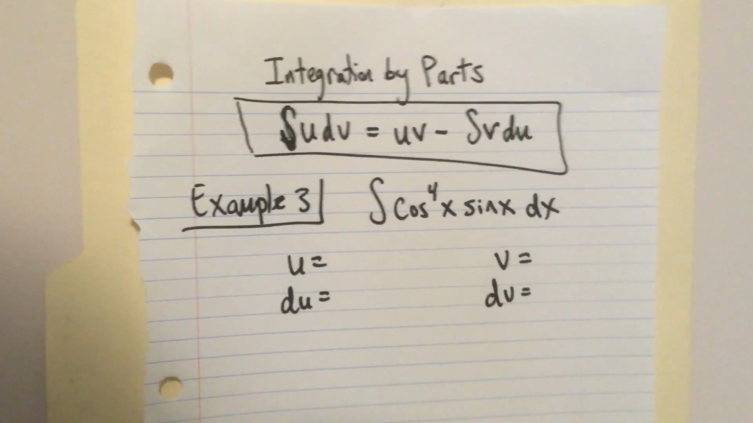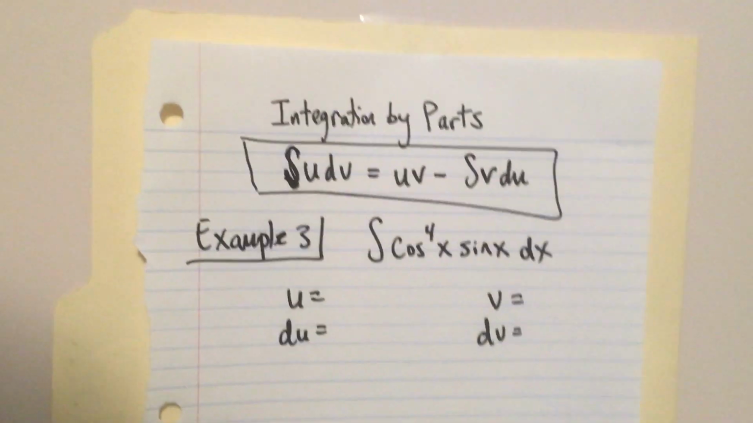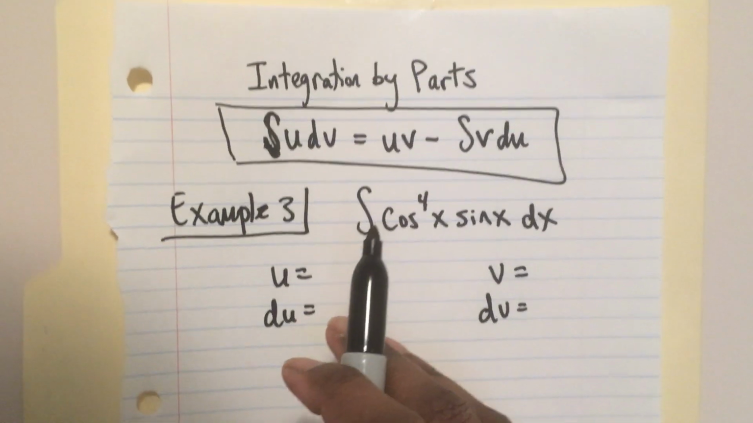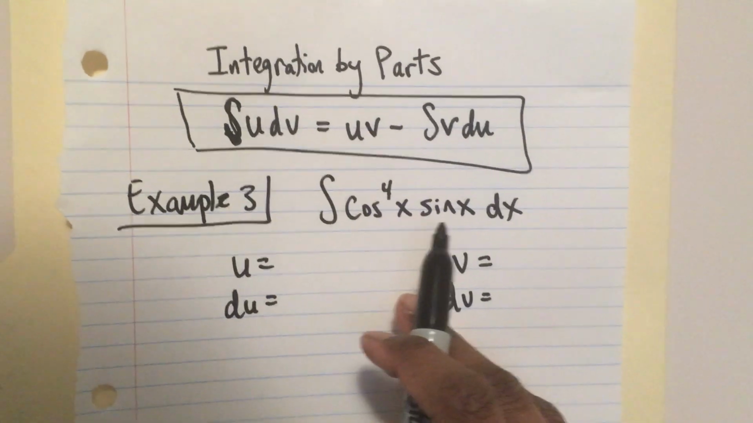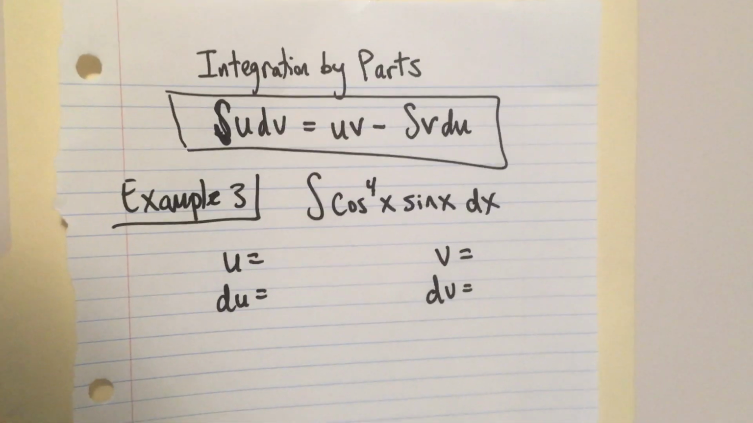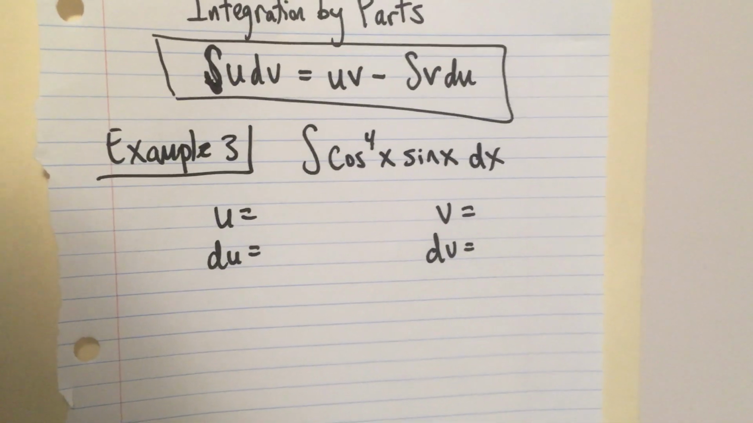Seniors, this is the third and last example for your new notes on integration by parts. So we're looking at the integral of cosine x to the fourth power sine x dx. The first thing we want to do is identify what u is and dv.